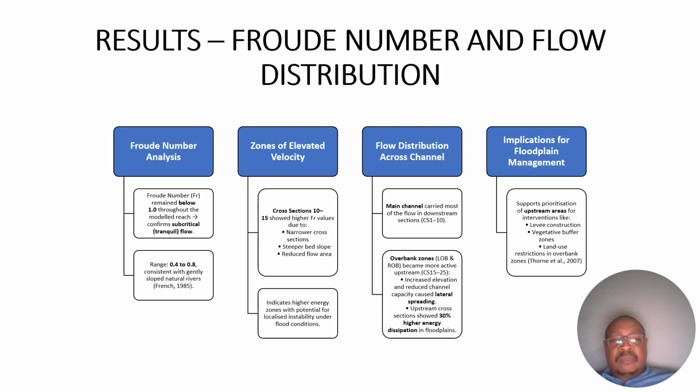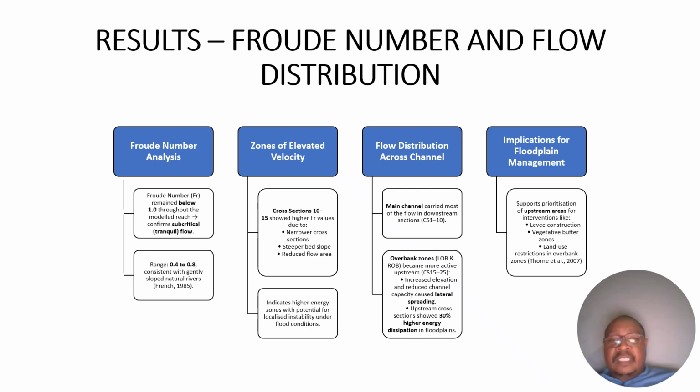And number 4, in terms of the results, the flow distribution across the channel. The main channel carries most of the flow, that is in cross sections 1 to 10, and then the overbank zone, increase in elevation and reduced channel capacity cause lateral spreading.